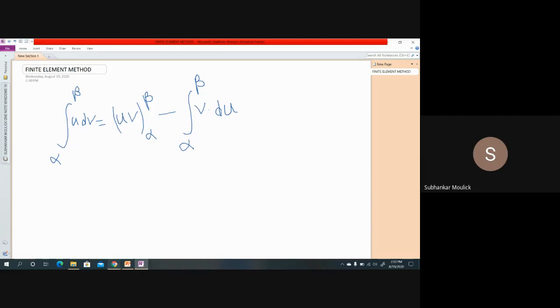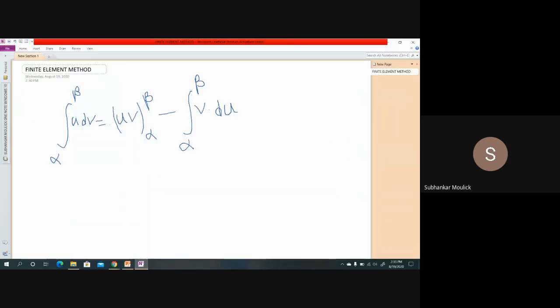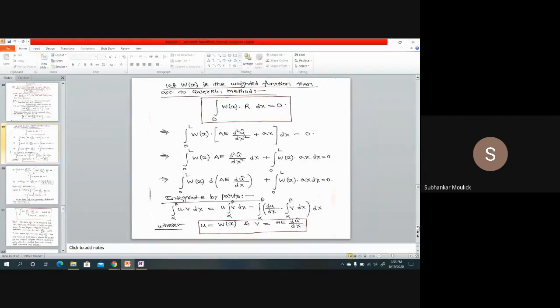Now you check in this expression. This is of the form integral 0 to L u, W of x is u, into d of v. V is your A into E du cap over dx. Then I can solve the value of this integral like this. I can write it as u into v from alpha to beta minus integral alpha to beta v into du. Fine. Let us write like this.